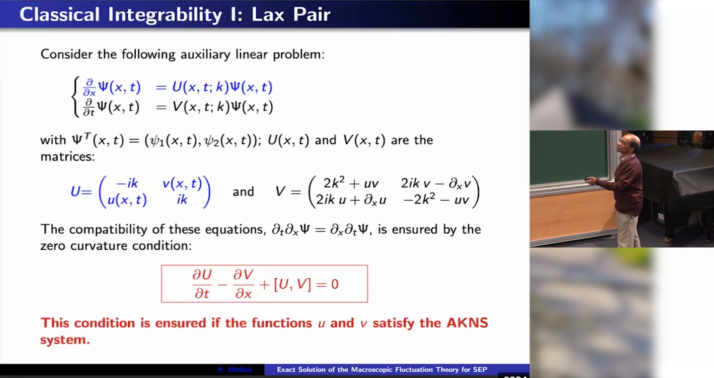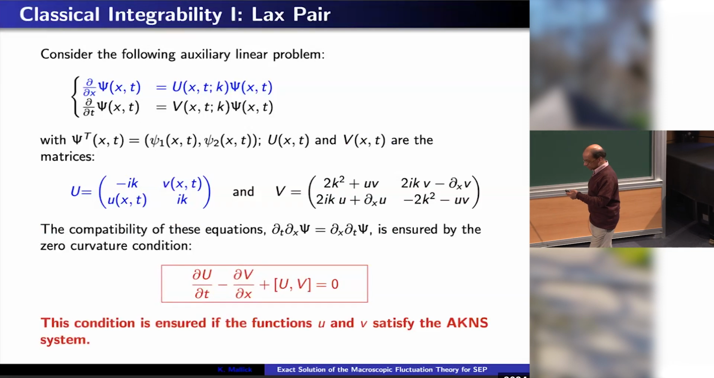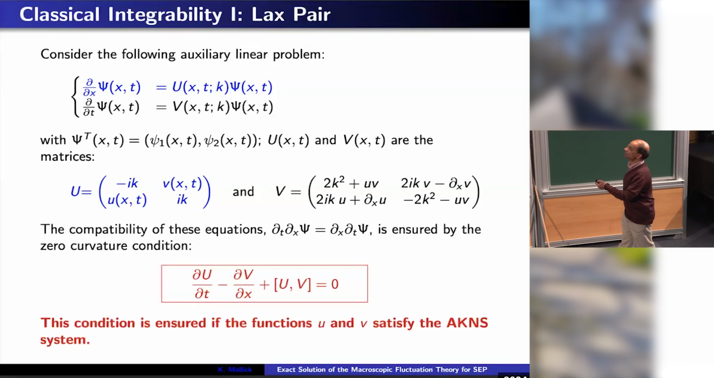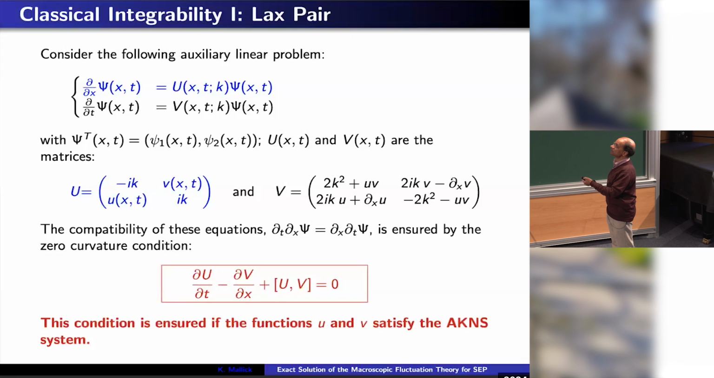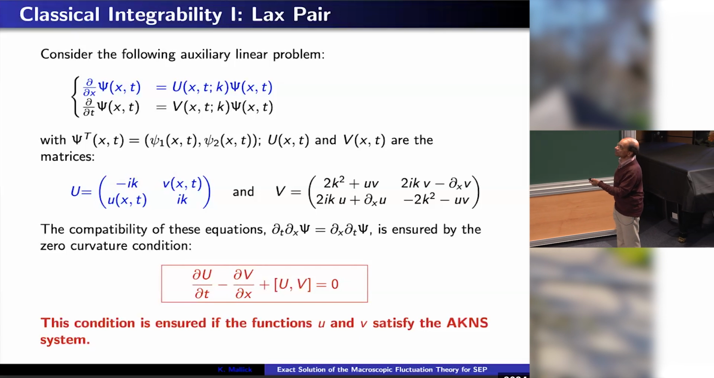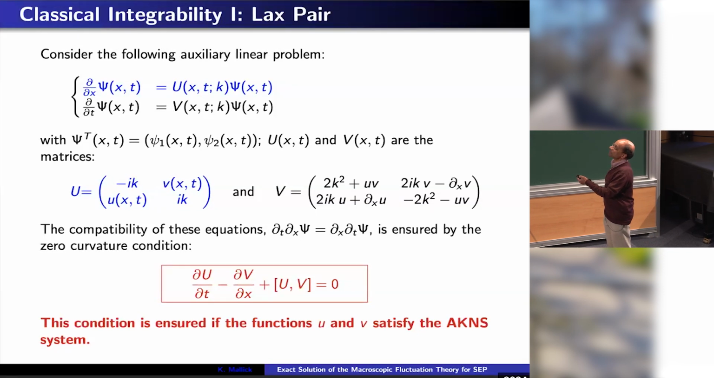I'm going to rush through it very fast, but the idea is that you can define two matrices, U and V, with some parameter k, which is called the spectral parameter, and which contains the unknown functions u and v here, and here, and here. And you can write, for a vector psi, which is 2 by 2, two equations, one in space and one in time. And these are linear equations governed by the matrices U and V.